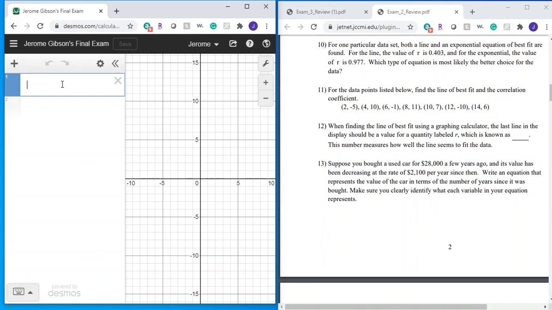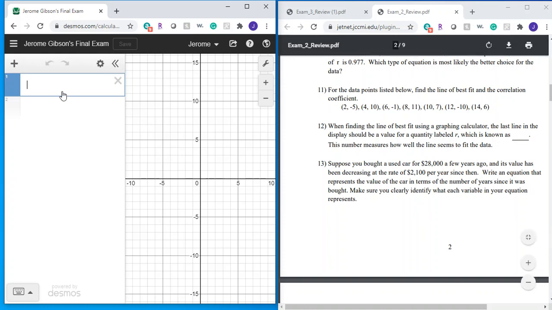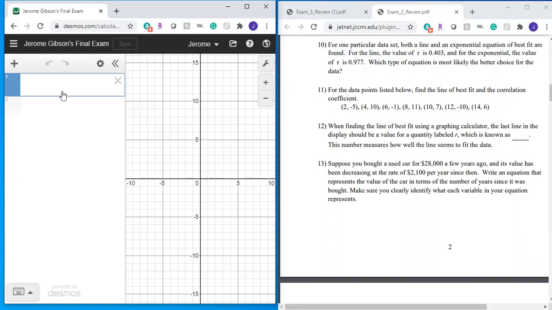Now I'm going to do a couple problems from the exam 2 review and also the exam 3 review just to give you an understanding of how you're supposed to do this. So we're going to start here with problem number 11. Of course, when you're doing this, you're going to start with problem number 1. So just bear that in mind.